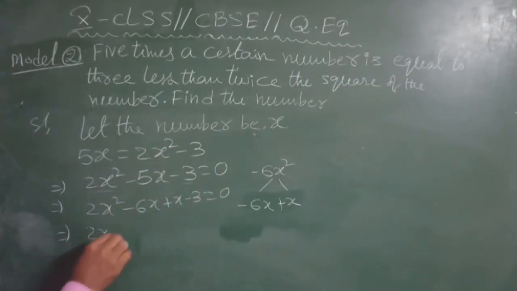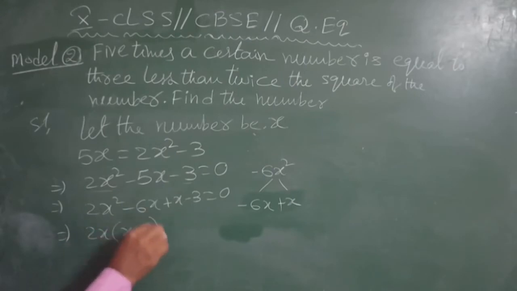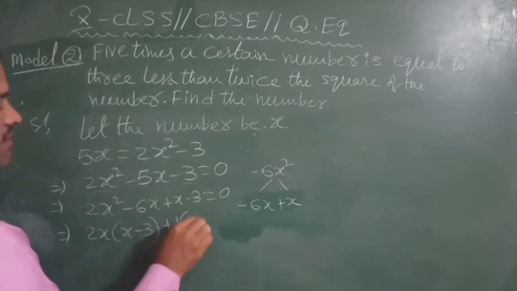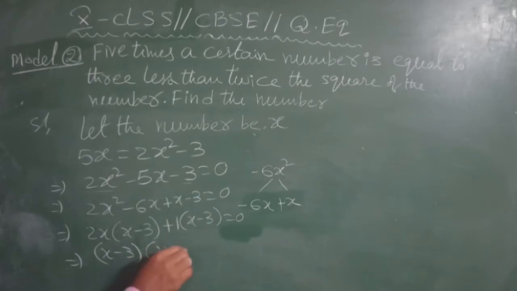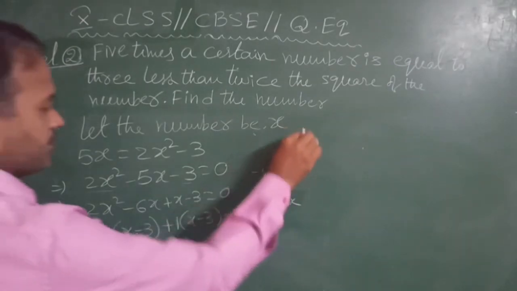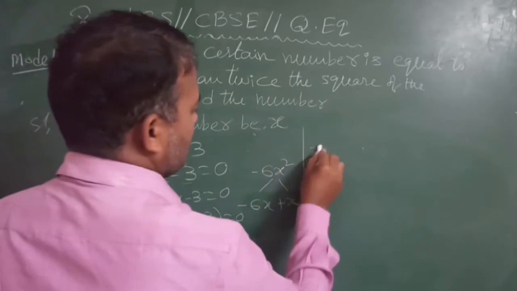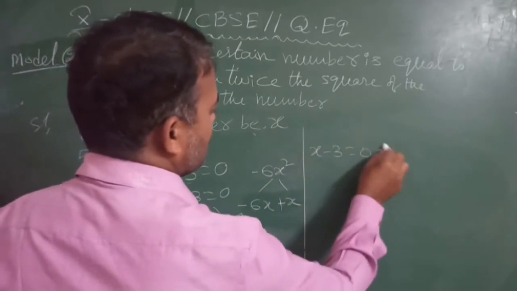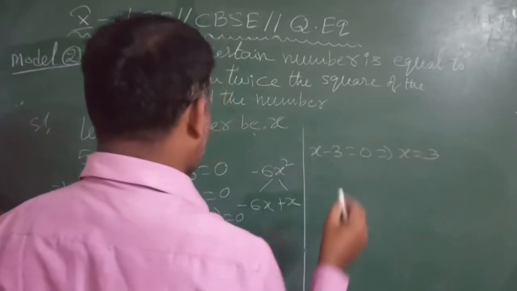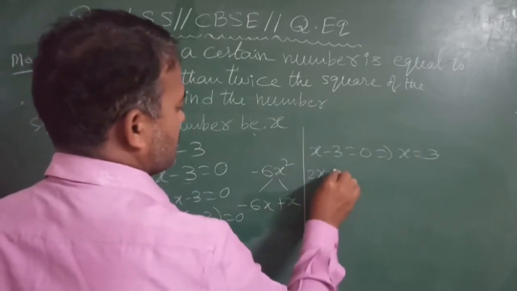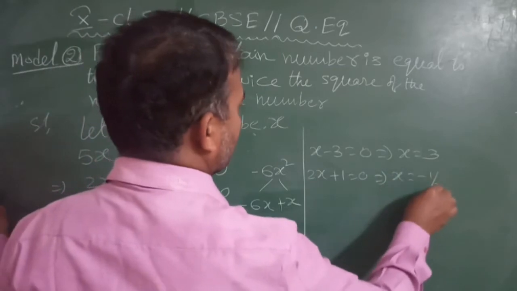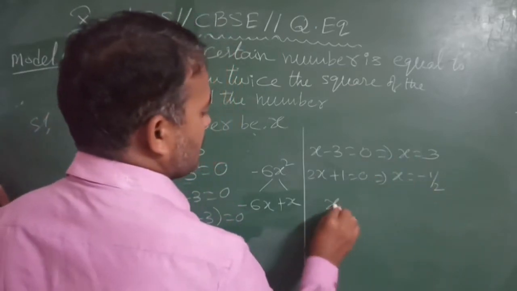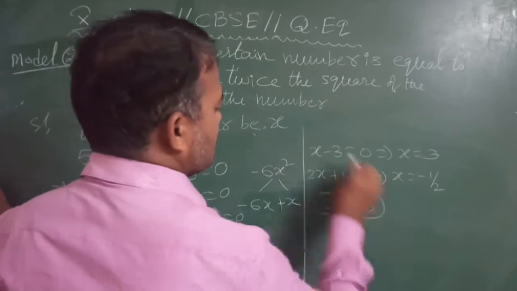That implies 2x is taken common: 2x into x minus 3, plus 1 into x minus 3 equals 0. Now x minus 3 is taken common, so 2x plus 1 times x minus 3 equals 0. Then x minus 3 equals 0, so x equals 3. Next, 2x plus 1 equals 0, so x equals minus 1 by 2. So the given number, x equals 3, is the required number.